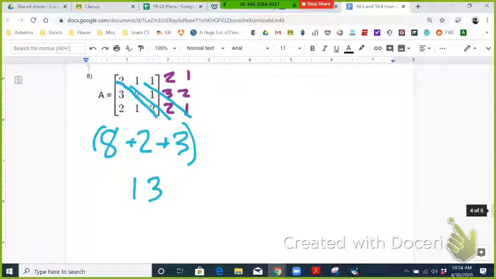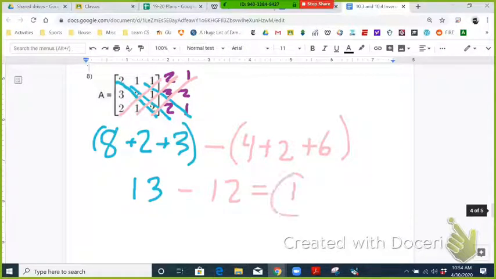Then we're going to go the other way. Start from upper right down to left. 1 times 2 times 2 is 4. 2 times 1 times 1 multiplies together to give you 2. 1 times 3 times 2 gives you 6. Add those up, and you get 12. Subtract, and you get 1 is the determinant of that 3 by 3.